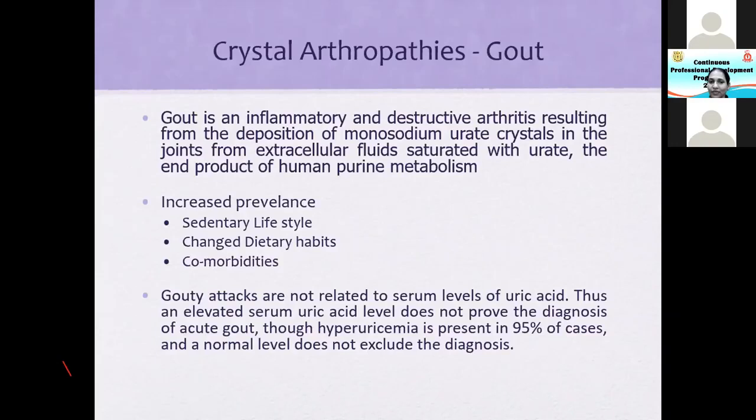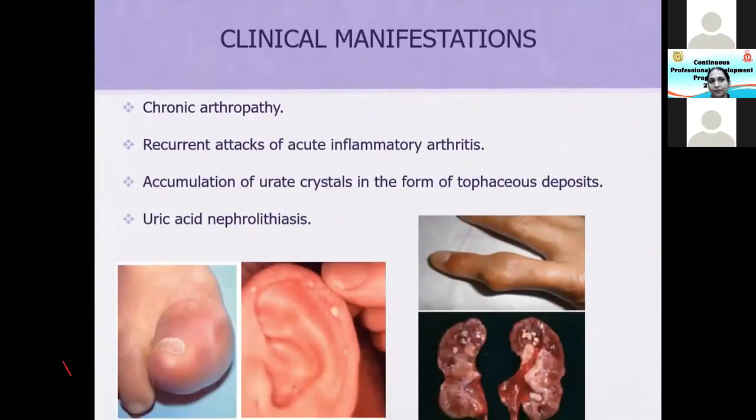Now, it's important for you to realize that gouty attacks are not related to serum levels of uric acid. An elevated serum uric acid level does not prove that the patient is having gout, nor does it exclude gout as a diagnosis if, at acute presentation, the serum uric acid level is normal. So, how do these patients present?